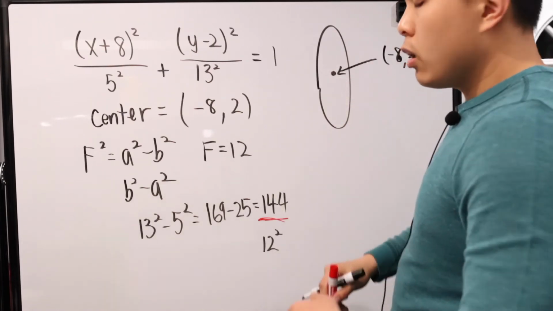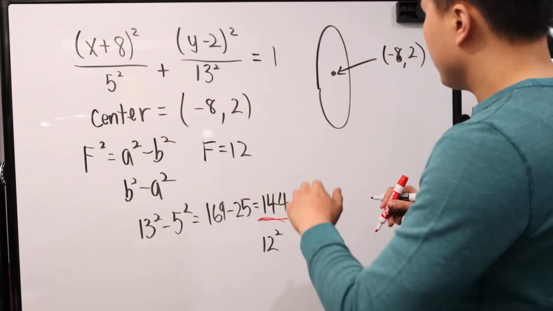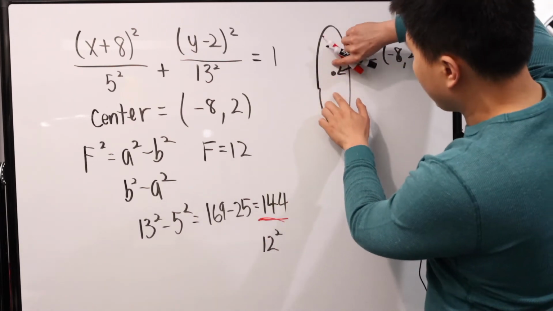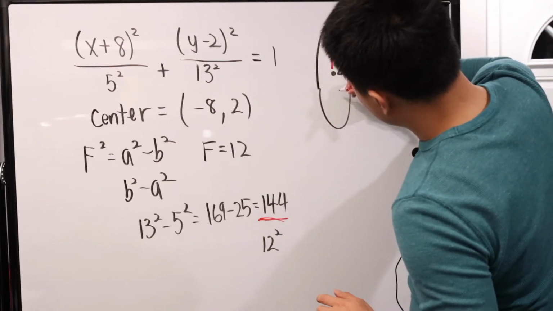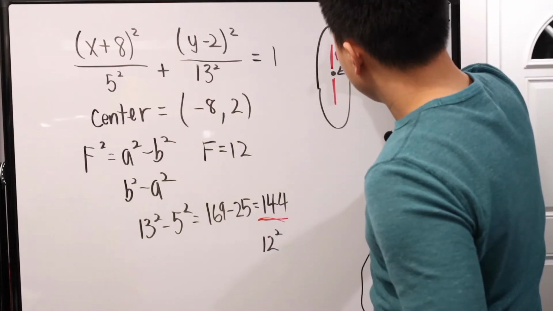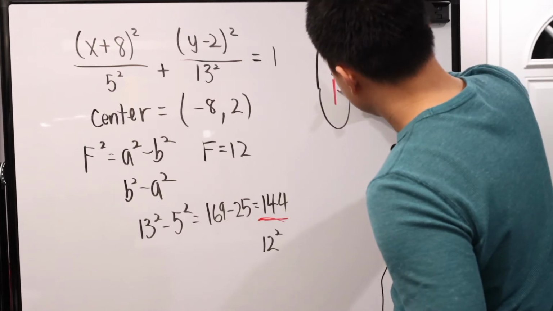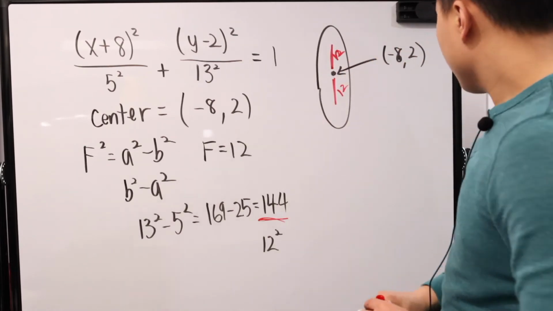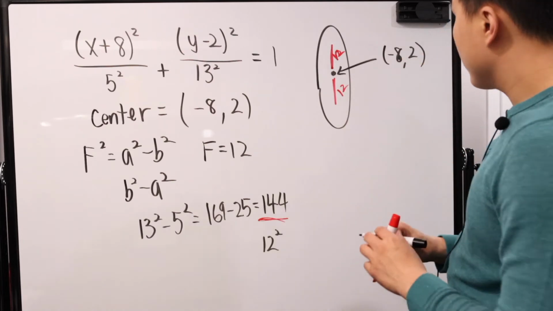Now, rather than the focus points being left and right as in the previous examples, because the major axis is taller, the focus points are actually going to be up and down. But same thing. It's going to be up 12. Wow, my penmanship is just off the charts today. And down 12. So rather than messing with the x-coordinate, we're actually going to be messing with the y-coordinate.